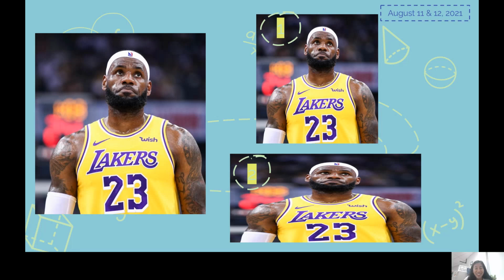All right, hi everyone. So today's mini lesson is going to be talking all about dilations and scale factors. And so when we're talking about dilations, we're thinking about the enlarging or the shrinking of some kind of geometric figure. So I want to start us thinking about what dilation means by looking at this picture of LeBron.